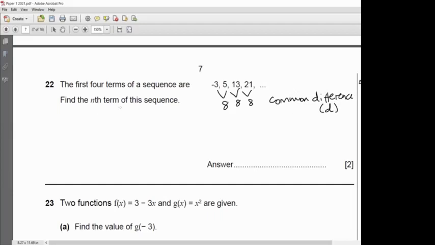Now the formula for the nth term of the sequence is given like this: an is equal to a1 plus (n minus 1) times d.